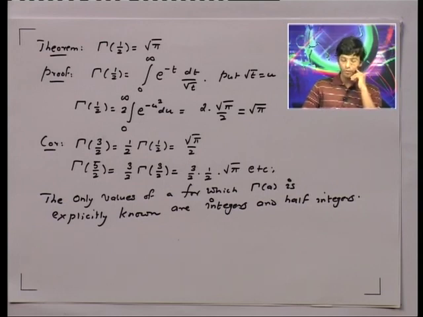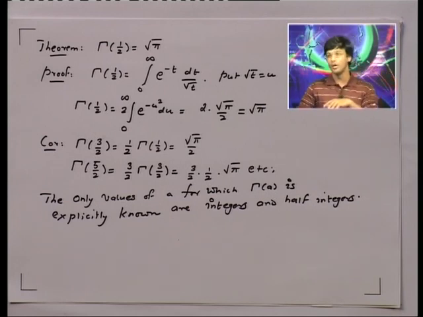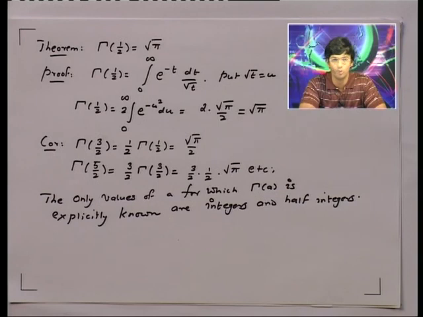And then gamma of 3 by 2 will be half gamma half, because gamma of a plus 1 is a gamma a. So gamma 3 by 2 is half gamma half, that is root pi by 2. Similarly, gamma 5 by 2 we can calculate, gamma 7 by 2 we can calculate, and gamma n is n minus 1 factorial. So the gamma function is known at the integers and half integers, that is all.